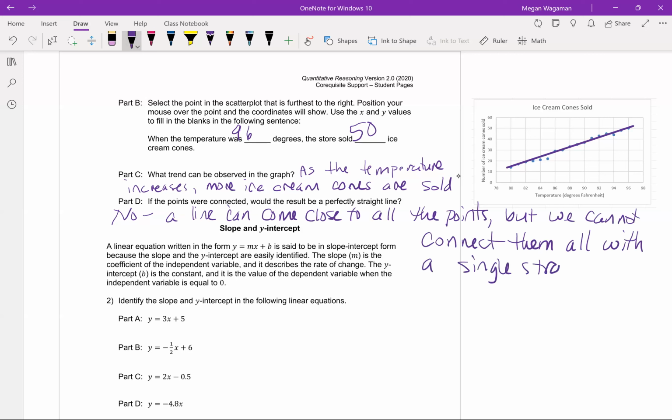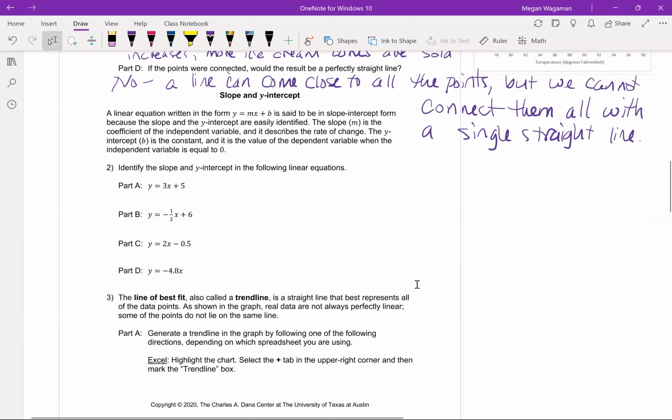All right, so we are going to come back to this graph in a couple minutes, but we have some other questions interjected here. So let's take a look at those. This paragraph has some important information.